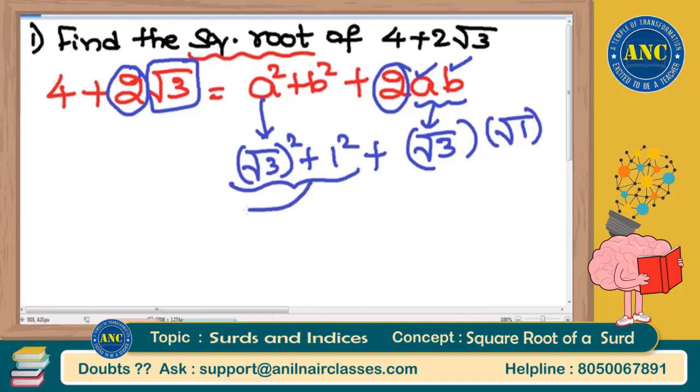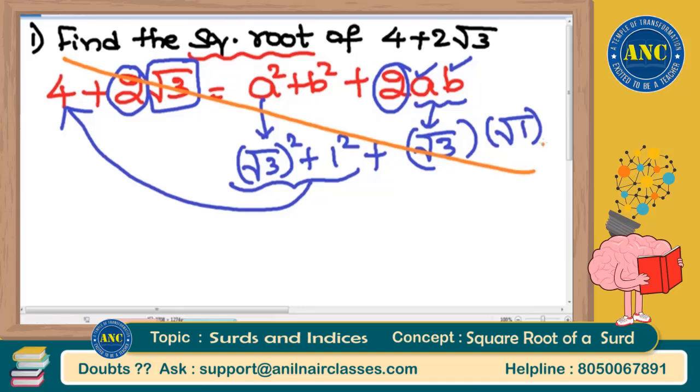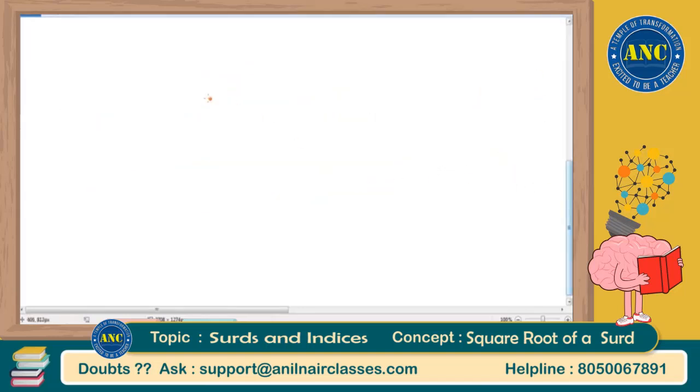This is 3 plus 1, 4 itself. That is what I have. Now, you need not write all these things in the examination. Simple, sir. Directly try to check it out and write very fast. 4 plus 2 root 3 is what I have. This 2 is very, very important. If the 2 is not present, express it as 2 into something.